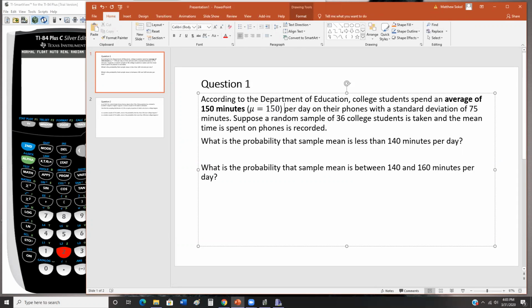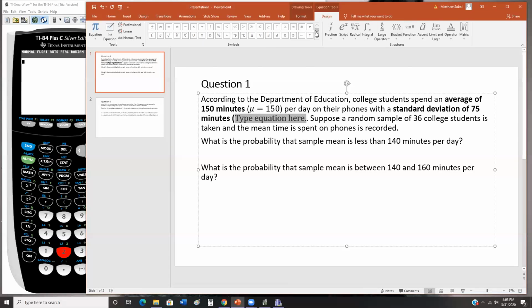To be honest with you, I just made that up. I don't know what the real value is, but I'm sure we all spend more time on our phone than we realize. With a standard deviation of 75 minutes. So the next part here, what this is saying is that the population standard deviation, sigma, is equal to 75 minutes.